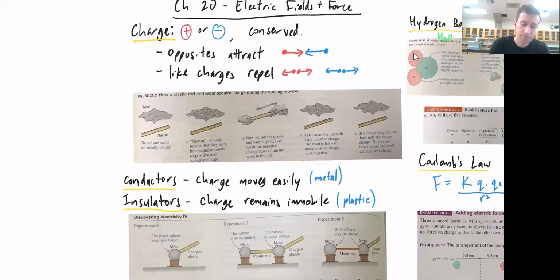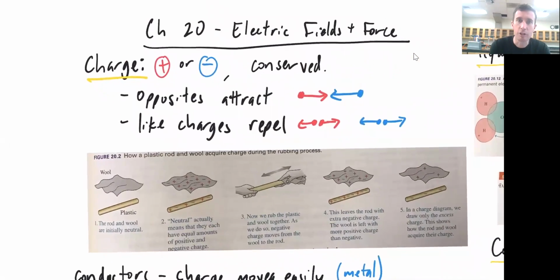So we are starting this unit by talking a little bit about electric fields and electric forces. We're going to discuss what a charge is and then how we can use that information to figure out where a charge might go and how much force it might exert on something because of being in an electric field. All right, so this is chapter 20. Here we go. So let's start with this idea of a charge.